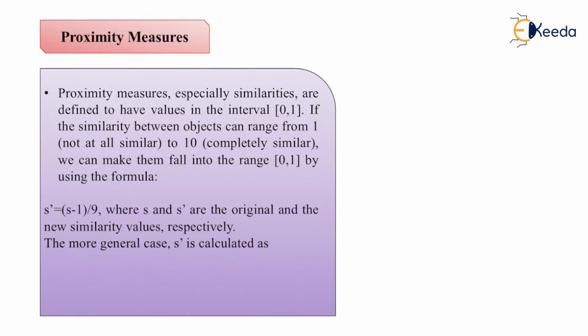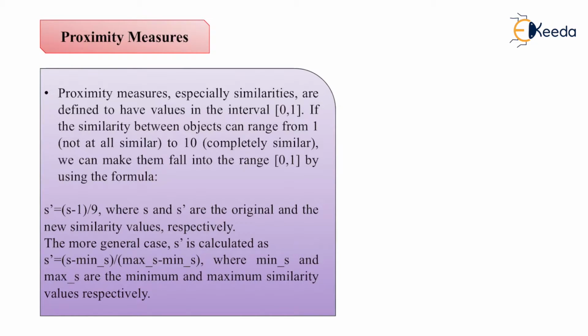Next is the more general case. s' is calculated as s' = (s - min(s)) / (max(s) - min(s)), where min(s) and max(s) are the minimum and maximum similarity values respectively.